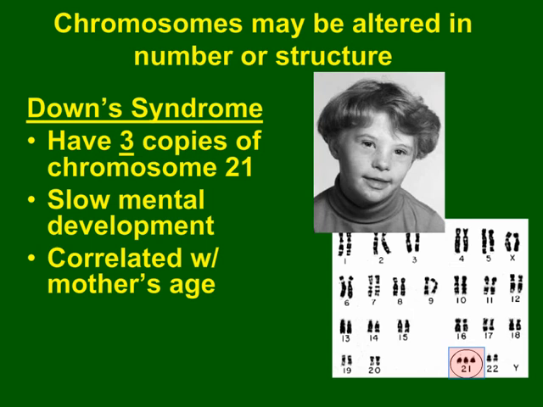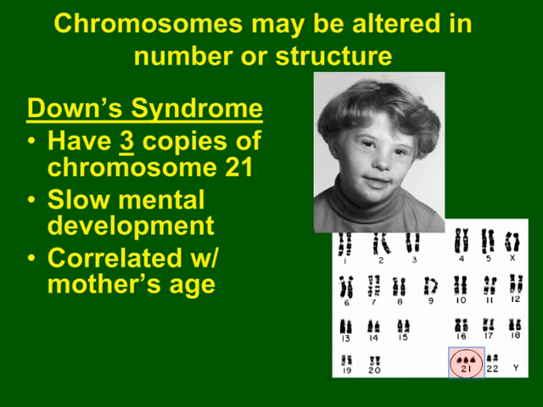If you have three chromosome 21s, you will exhibit the Down syndrome trait. So you'll have a child that has the characteristic facial features, heart disorders, and they're also going to have slow mental development.